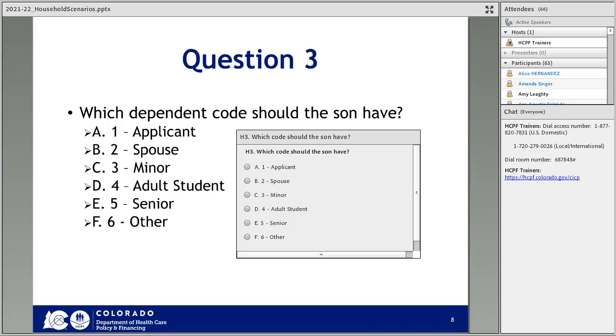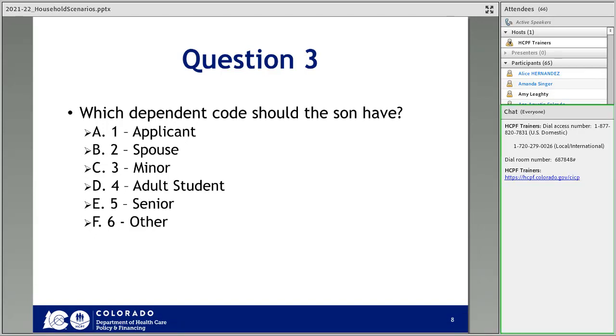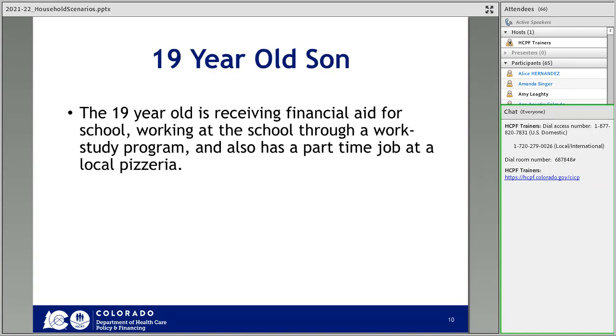All right, everybody got that one after the reminder. So his code is adult student. And I did realize when putting these together that I'm pretty sure that the adult student and senior codes are actually reversed. I think senior is actually 4 and adult student is 5. But continue.